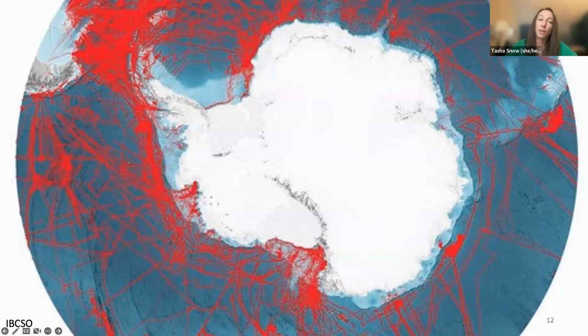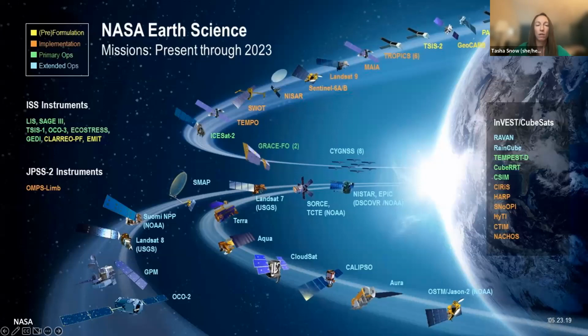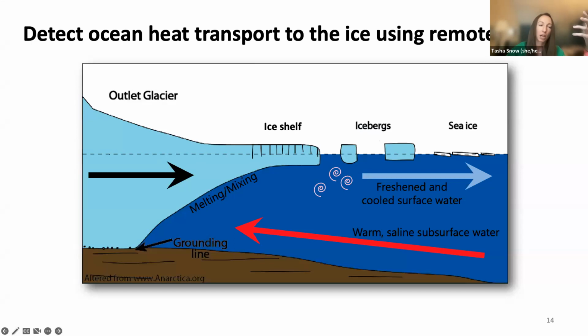So since we don't have field observations, one of the ways that we can fill in the gaps is using remote sensing. So this is the NASA constellation. There are a lot of other satellite constellations from other space agencies, and potentially a lot of these can provide us with information about the ocean and ocean heat transport. And so the work that I'm doing is really to understand how we can use remote sensing to detect ocean heat transport towards the ice.